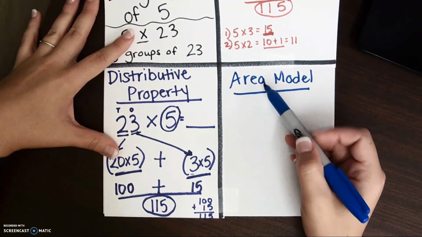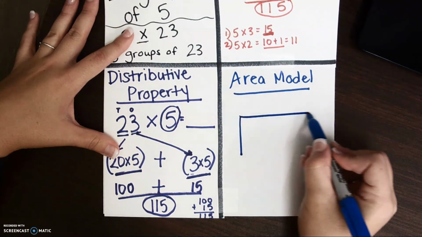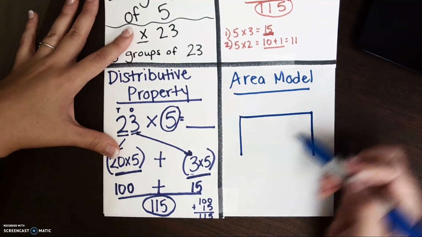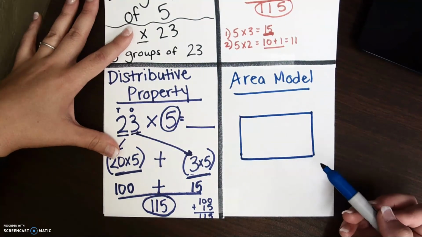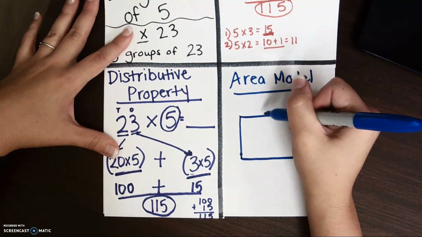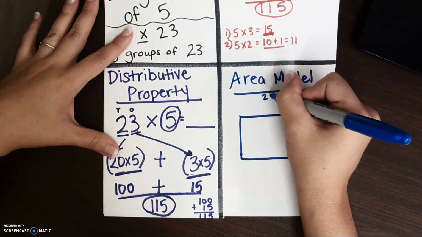All right, guys, the last strategy for multiplying is the area model. When we think of area, we think of area and perimeter. We know our area of a shape is what is on the inside of a shape. And with area model, the first thing you're going to do is draw a rectangle. It doesn't matter what your problem is. You're always going to draw that rectangle first.